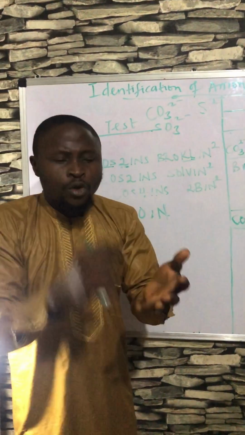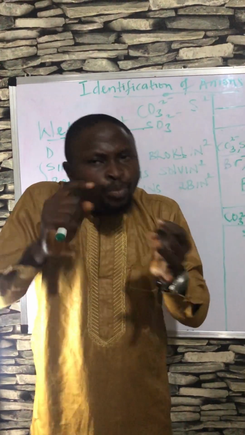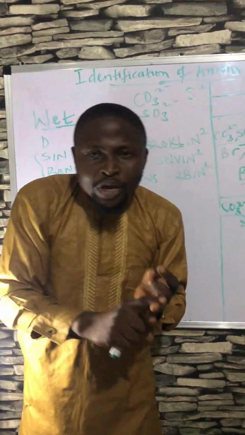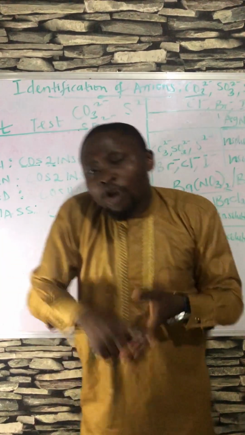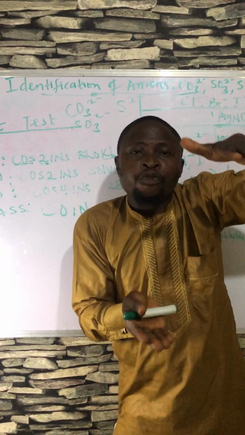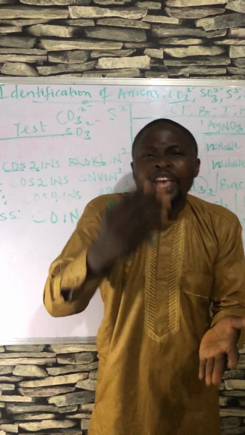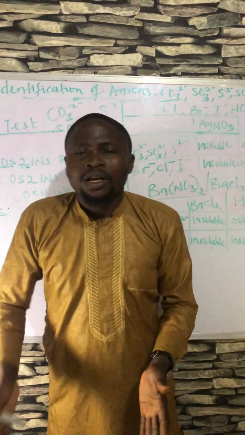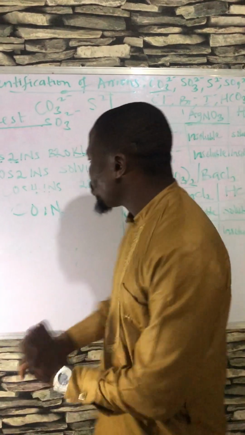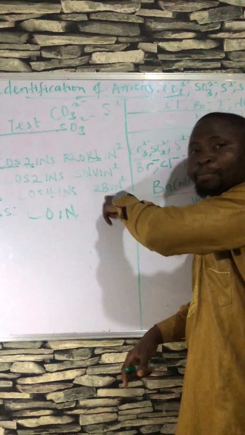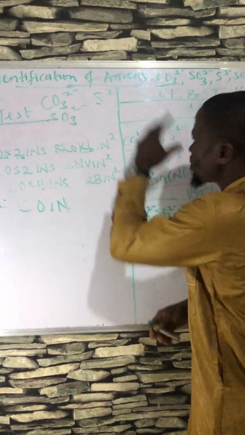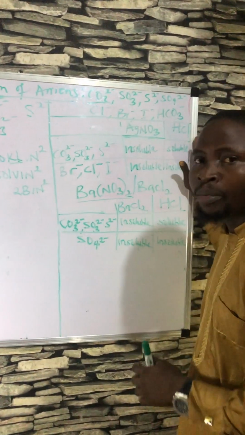For the anions, we have cos 2 ins Brooklyn Square. Then we have cos 2 ins again, Solving Square. 2 plus 2, we have 4. Then the next one is cos 4 ins 2 bin square. All right. A quick one. This B stands for what? Black. All right. Let me explain what I'm saying on this side of the board.